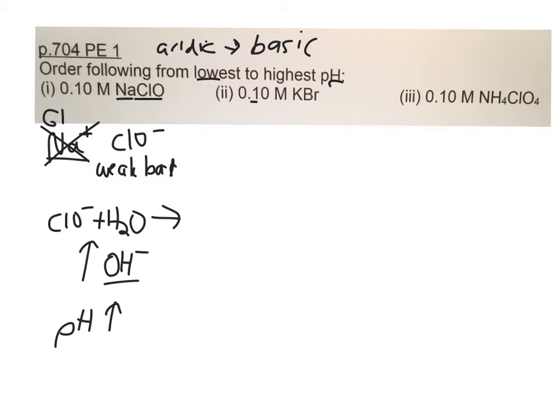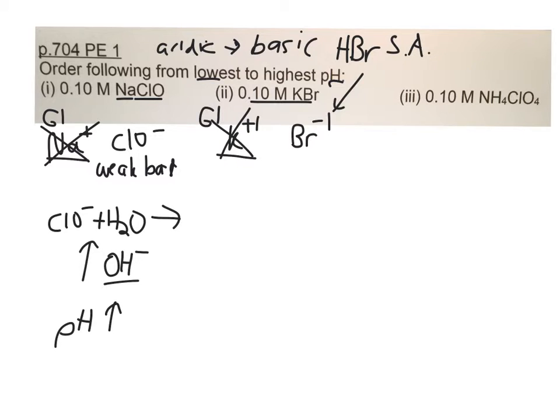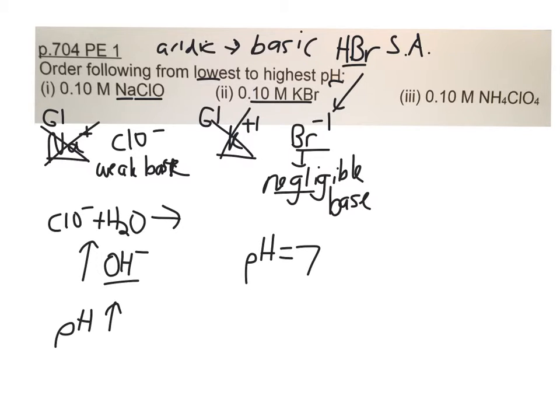Next one, KBr. When this dissociates, it's an ionic salt. You get K plus 1 and Br minus 1. K plus, again, a group 1 metal, is negligible, neither acid nor base. Bromine, as we talked about, can be attached to H to make HBr, which is a very strong acid, but you guys know that the conjugate base of such a strong acid is essentially negligible. So that's a negligible base. Since you have neither here, this pH would be somewhere around 7, neutral, because neither one is acting as an acid or a base.